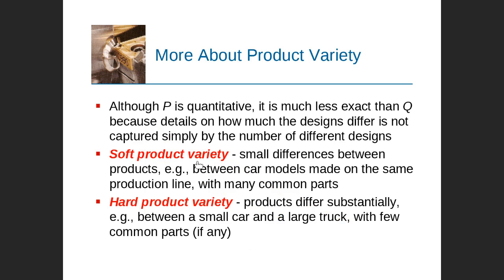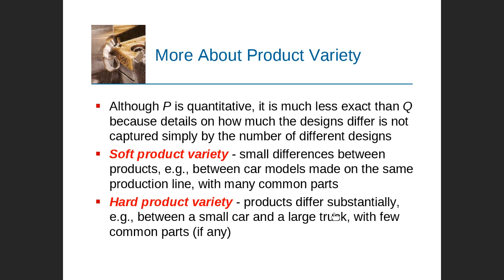Let's say in different words, high variety and low variety: soft product variety and hard product variety. Soft product variety means a little different. Soft means a little different, so this is low variety, small difference. Hard product variety means high variety. Products are different substantially.